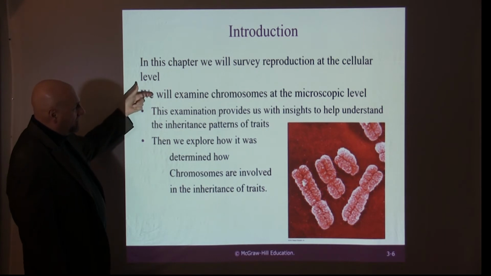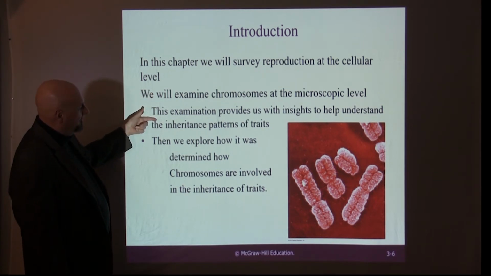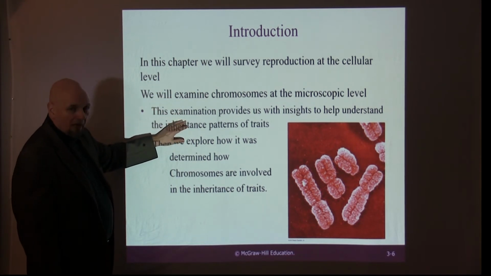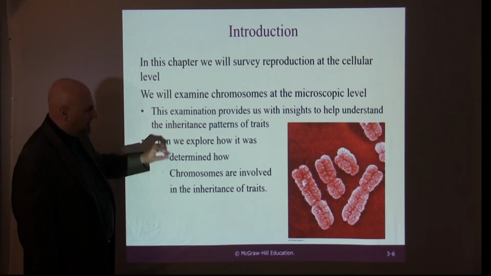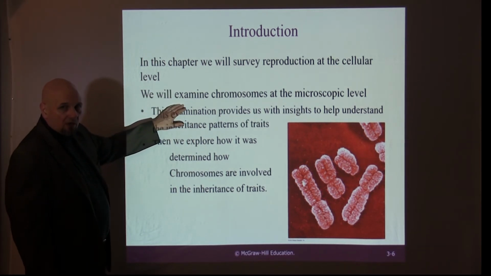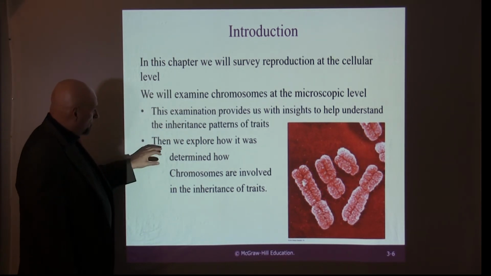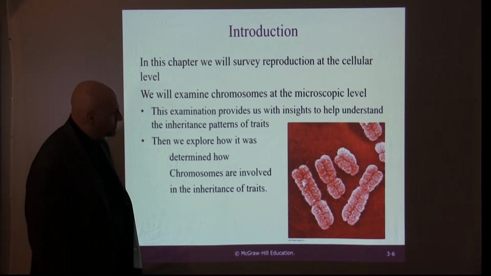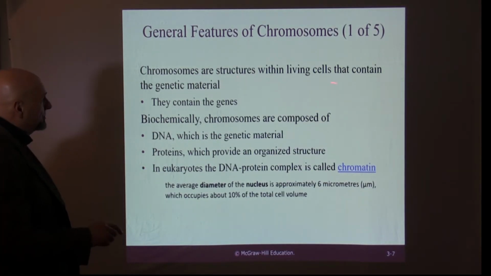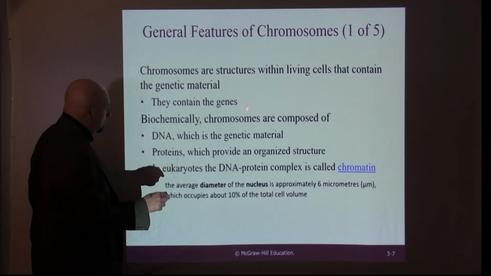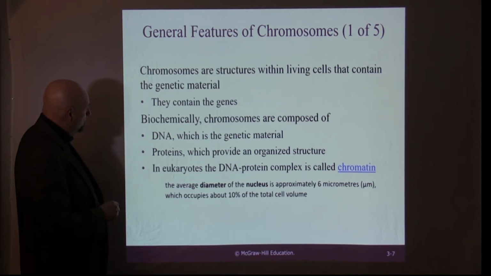We'll look at how the microscopic level gives us information about inheritance patterns, because the microscopic level helped us to understand the chromosome theory of inheritance. When we combine that cytology with Mendelian genetics, we'll look at how it was determined that chromosomes are involved in the inheritance of traits. So these are structures that we find in living cells that contain the genetic material. They contain the genes, the DNA sequences.